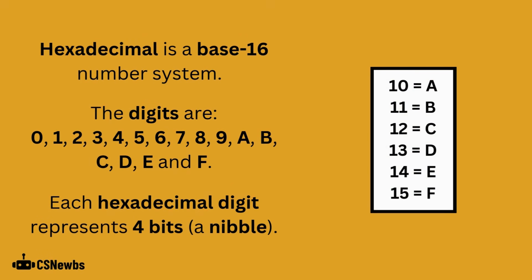Hexadecimal is a base 16 number system. The digits are 0 to 9 and then A to F. Each hexadecimal digit represents 4 bits, which is a nibble. See how 10 is replaced by A, 11 by B, 12 by C, 13 by D, 14 by E, and 15 is replaced by the letter F.